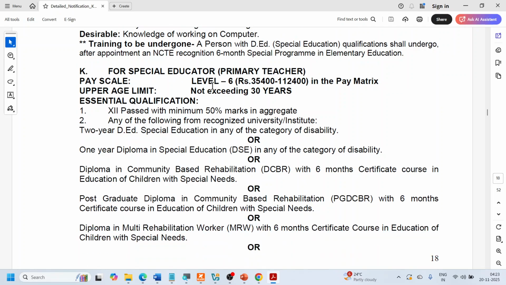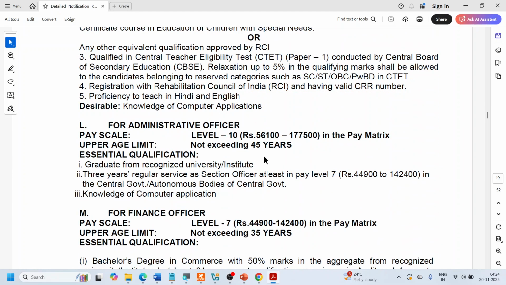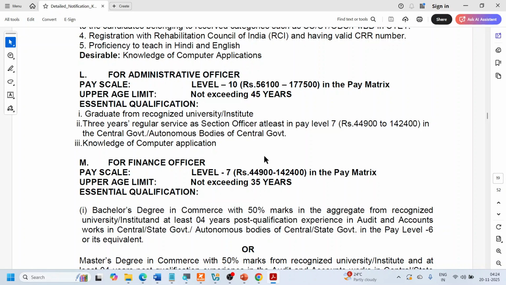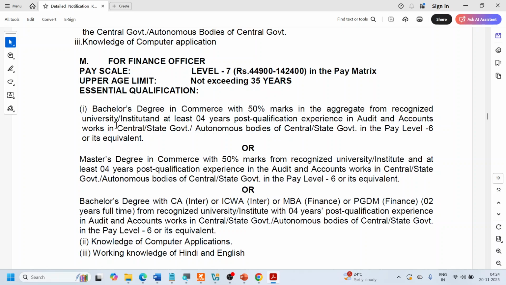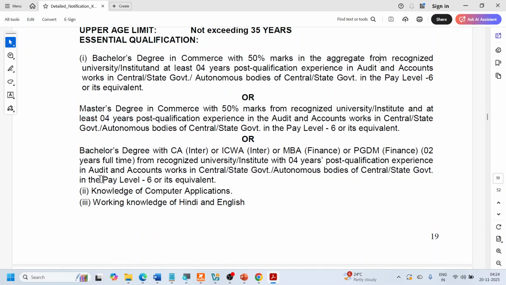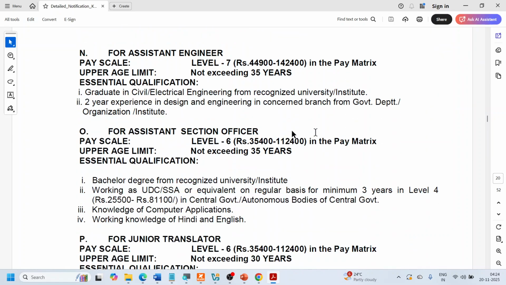Now coming to the special educator, I won't talk much about it. Kindly look at them. Administrative officers, again these are not possible for you because you need 3 years of regular service. That's the reason I am not talking much about it. You can't directly enter into it. Here, if you notice, the minimum requirement is pay level 6 or 2 years of experience. You cannot enter here directly.